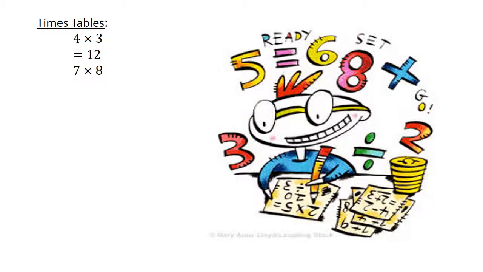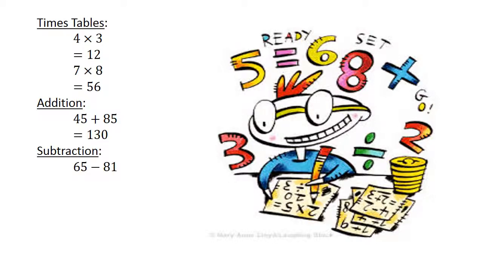7 times 8 equals 56. Addition. 45 plus 85 equals 130. Subtraction. 65 minus 81 equals negative 16. Division. 55 divided by 11 equals 5.